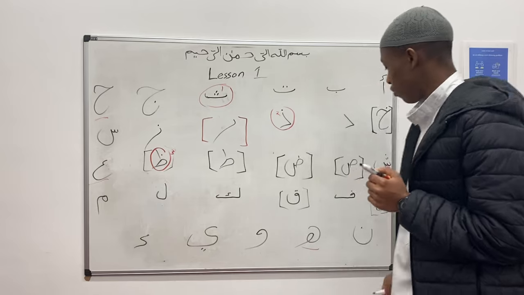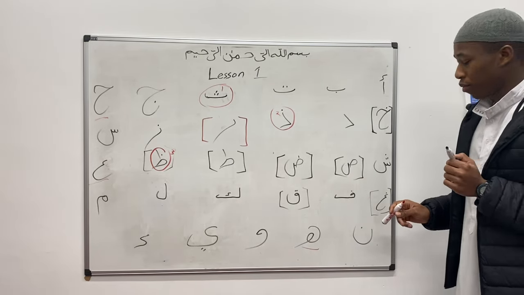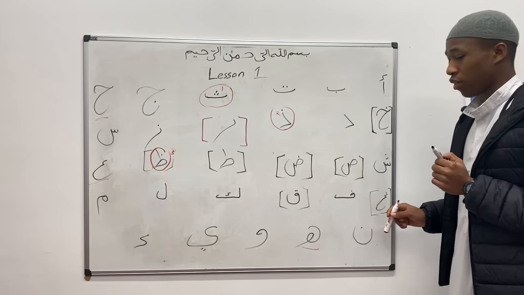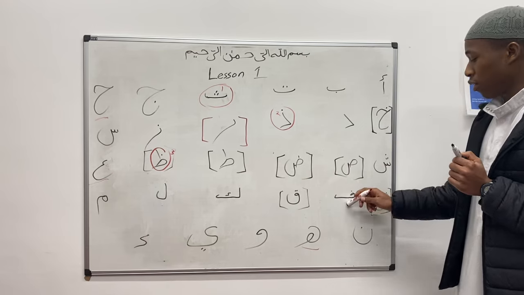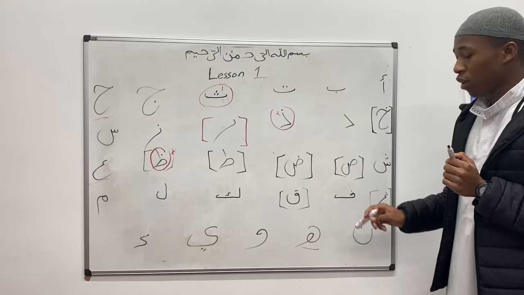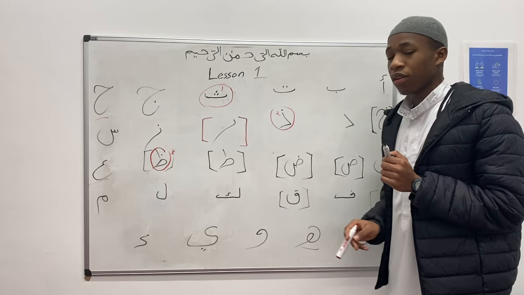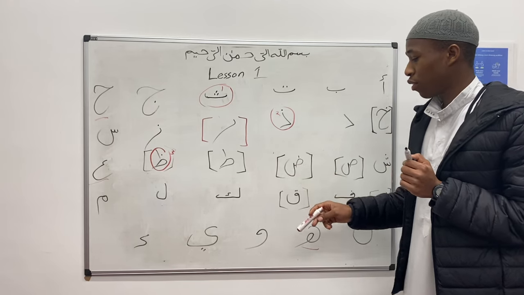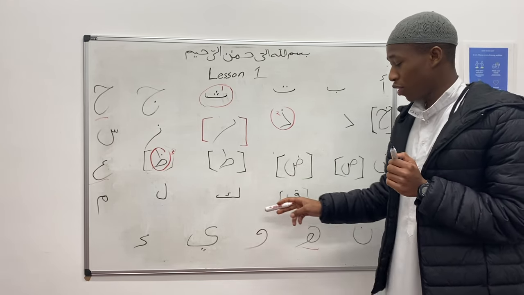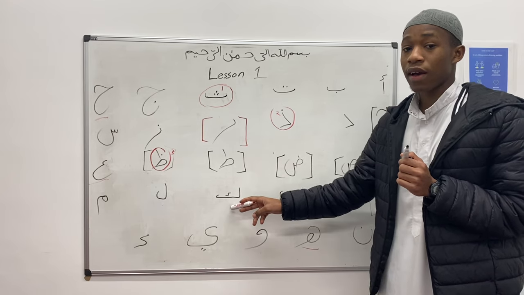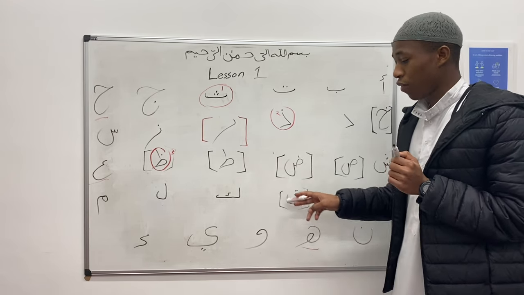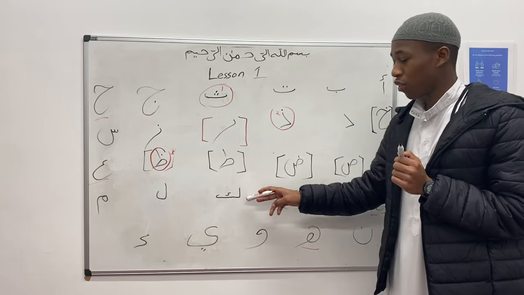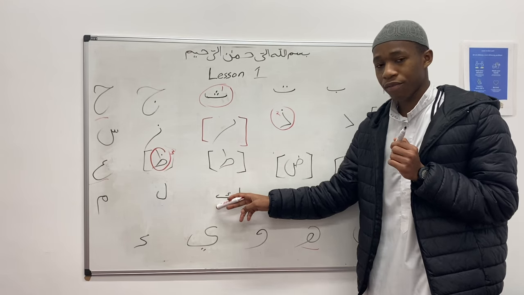Ayn, ghayn. Ghayn also is part of the full mouth letters. Fa. Qaf. Kaf. So this one is qaf, this one kaf. Don't pronounce qaf as kaf, or kaf as qaf. This one qaf, this one the k sound, kaf.